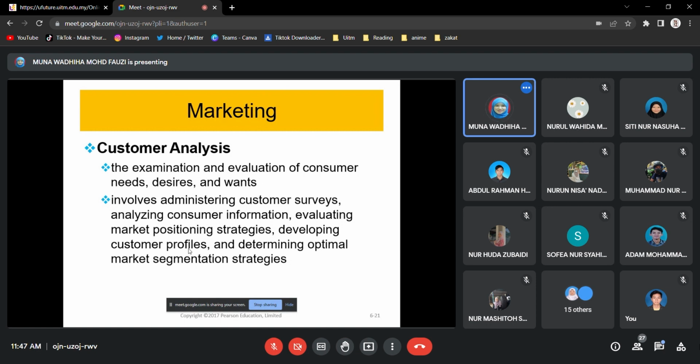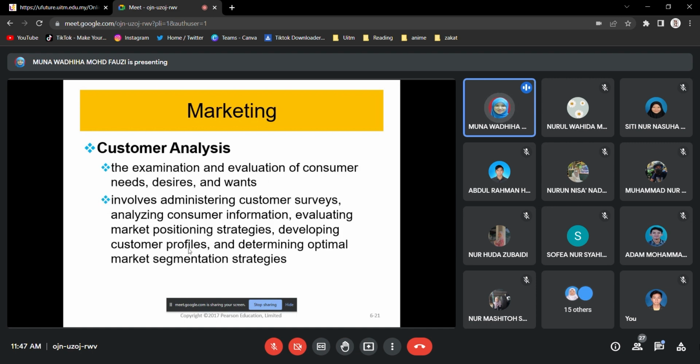segment the market so that they can exactly know and focus on what types of needs and customers are in one group of the potential customers, right? So that's why customer analysis is really important in terms of the examination and evaluation of consumer needs, desires and wants. They may involve administering customer surveys, analyzing customer information, evaluating market positioning strategy, developing customer profiles, and determining optimal market segmentation strategies.